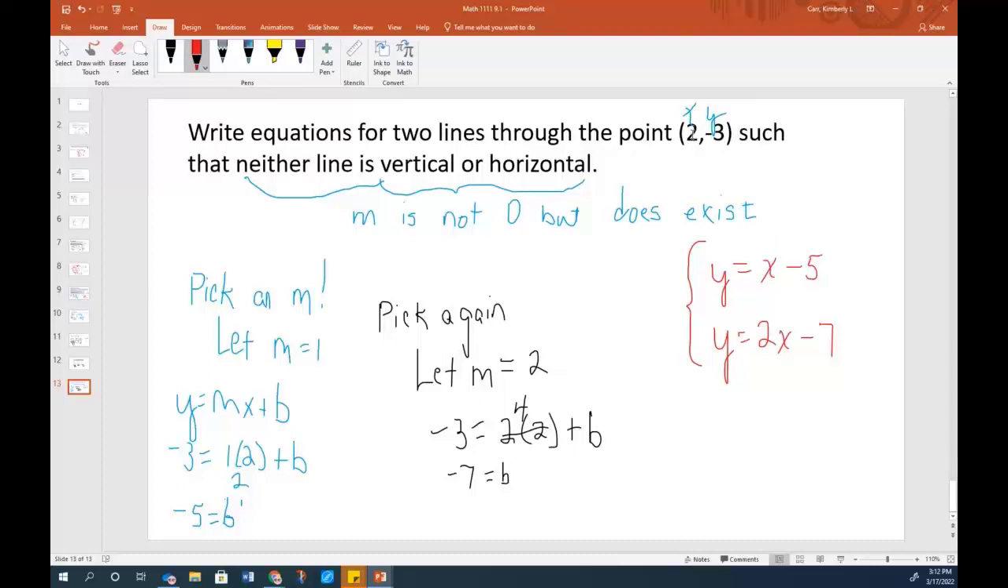And I can check to make sure this works, because when you plug this in, they should both work. So if I plug in 2, I should get -3. 2 minus 5 is -3. It works on this one. If I plug in 2 here, 2 times 2 is 4. 4 minus 7 is -3. It works on both of them.